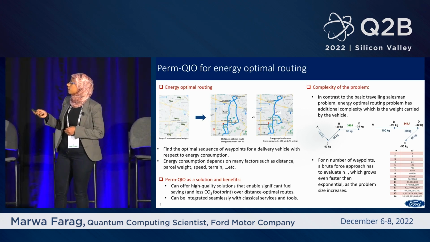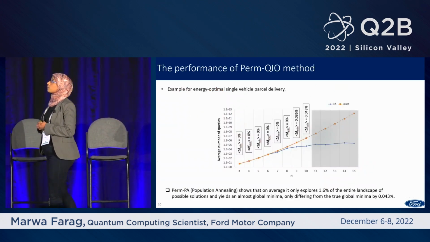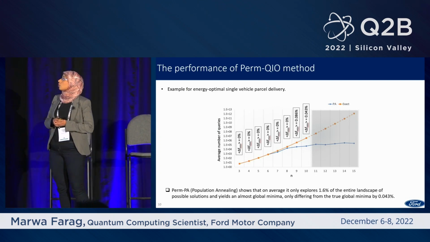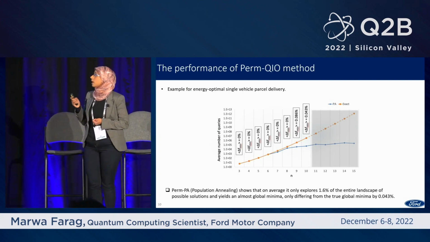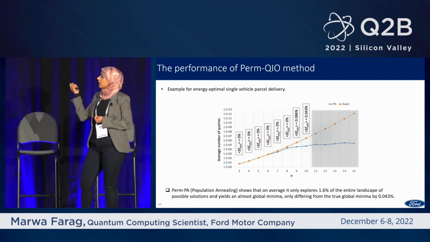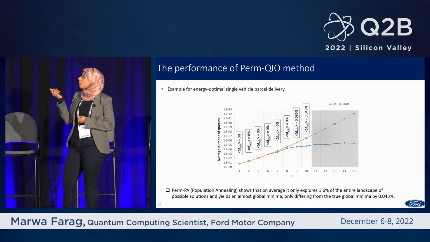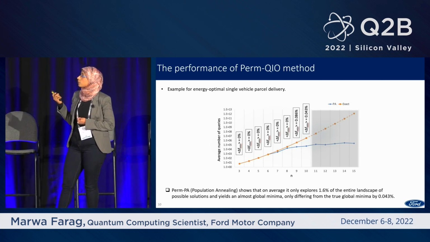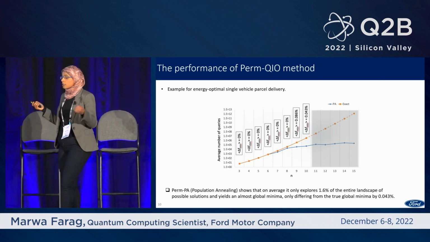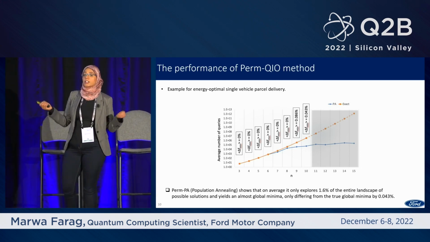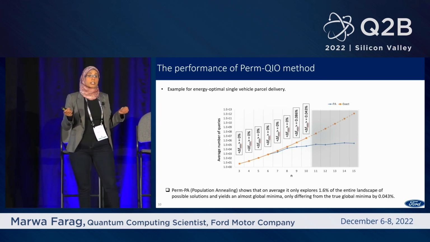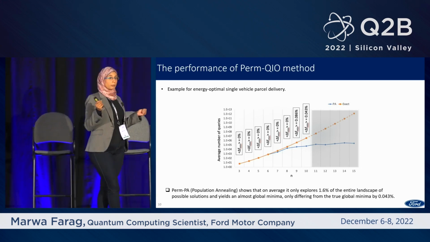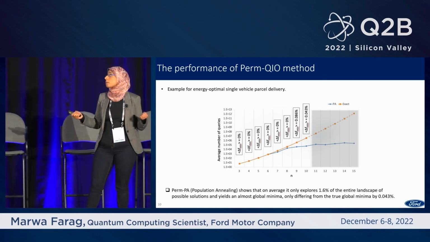Now here we start to see the performance of our method. On the x-axis is the number of points on your route, and on the y-axis is the average number of queries, which is simply the number of times you call your cost function to calculate the energy. It is known that this is one of the most computationally costly parts.